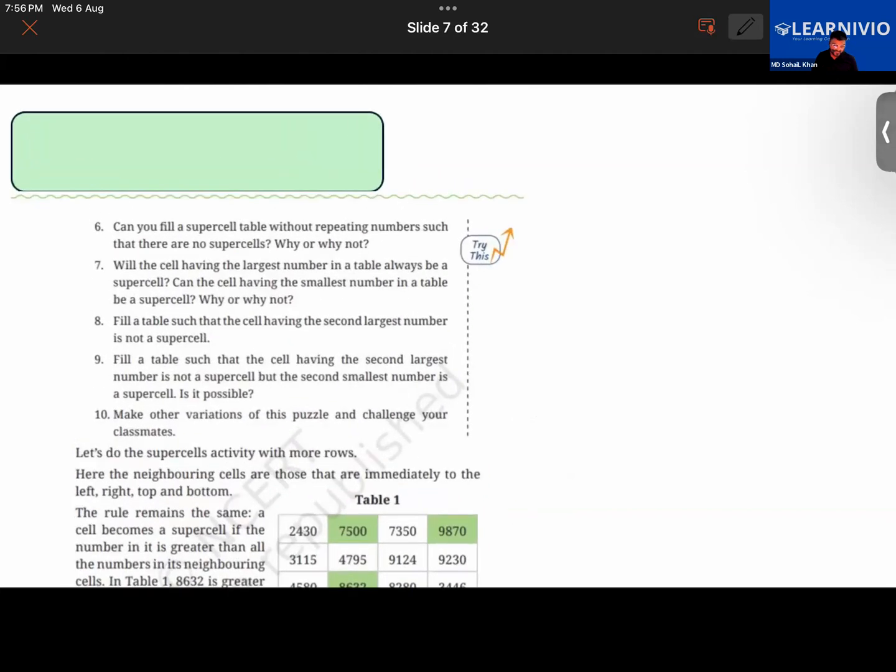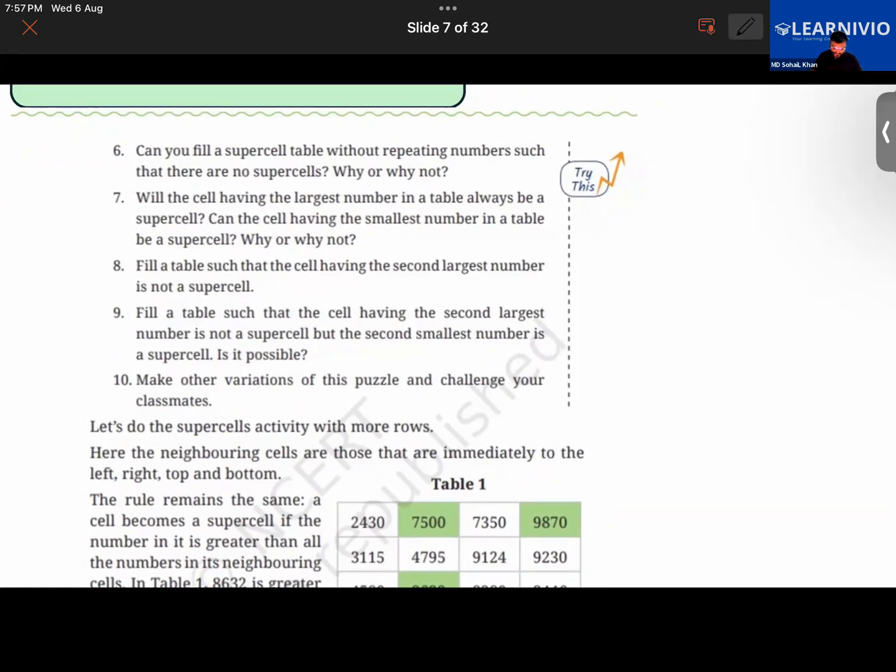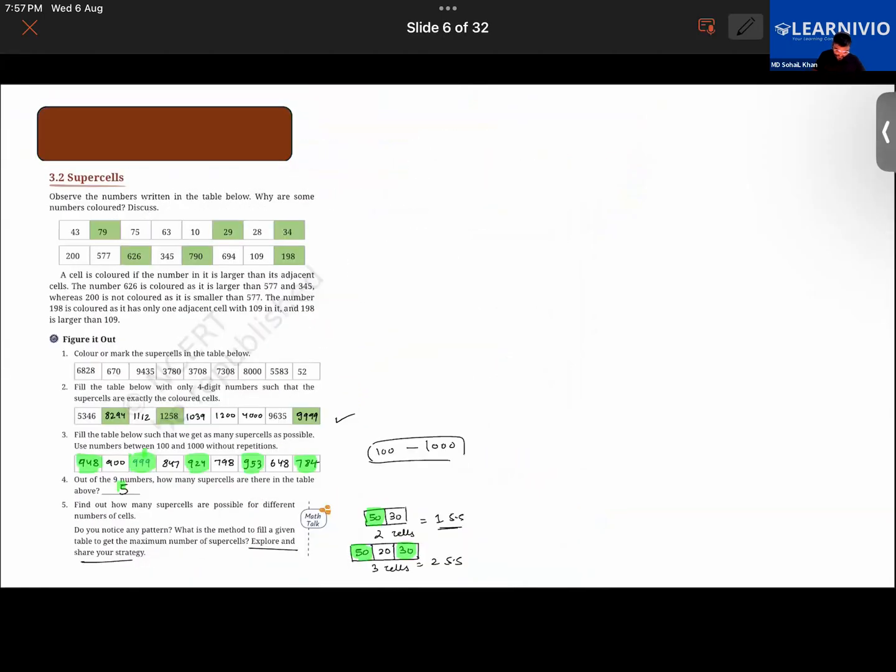Okay. Question number 6 says: can you fill a supercell table without repeating numbers such that there are no supercells? Why or why not? Whenever we do any question, we will at least read the question twice and first try to understand it.